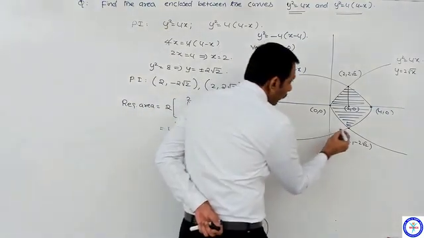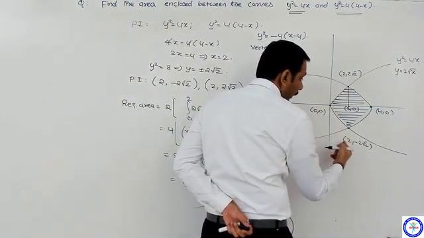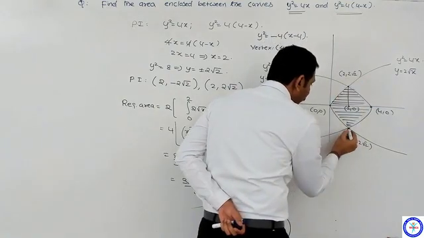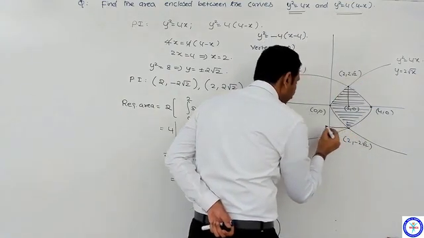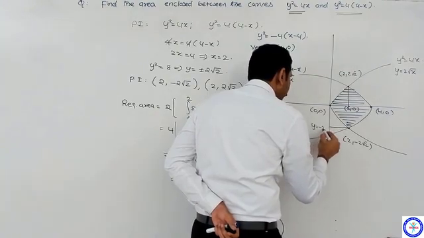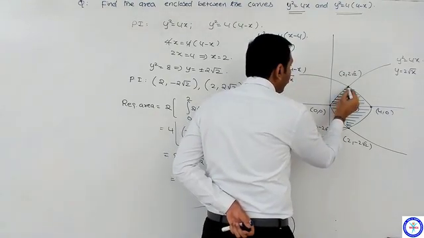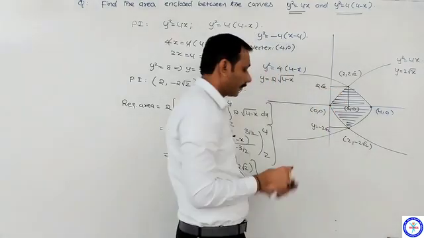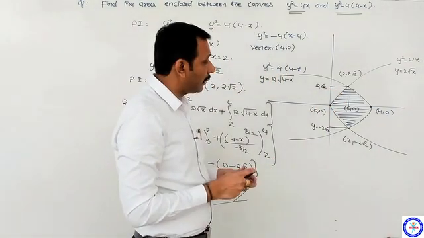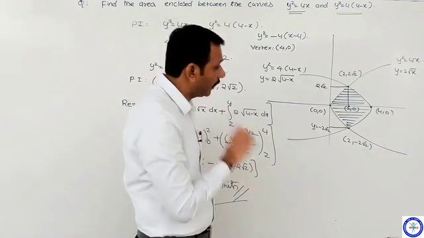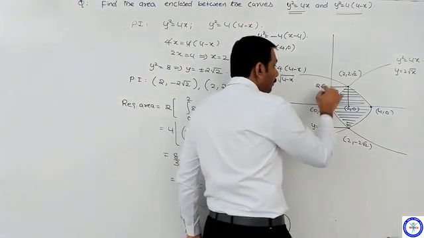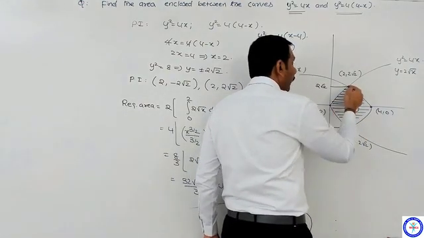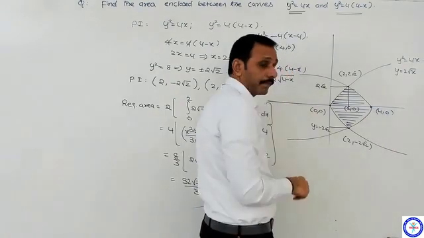Now you see, what are the points of intersection we got here? 2 comma minus 2 root 2, 2 comma 2 root 2. Draw a perpendicular to y axis. It is y equal to minus 2 root 2, and draw a perpendicular to y axis. It is 2 root 2. Now, like the previous problem we have seen, here in a similar way, minus 2 root 2 to 2 root 2, extreme right curve minus left curve.